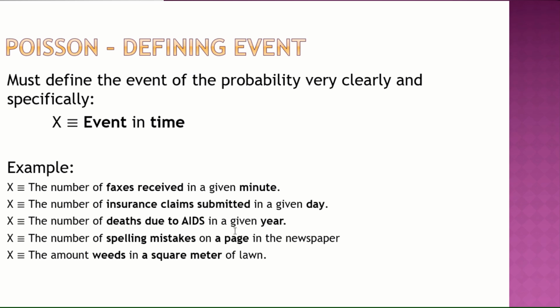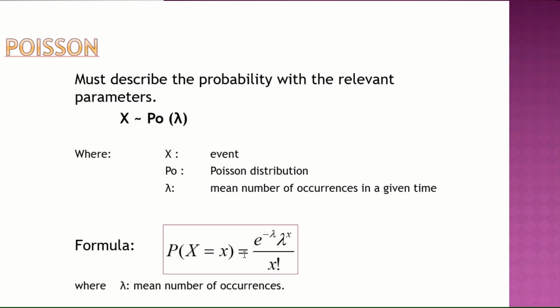Number of deaths due to AIDS in a given year. Number of spelling mistakes on a page in the newspaper. There is always a frame. That is what you call the lambda. The amount of weeds in a square meter of lawn. So it is always in a certain frame of time or a certain frame of something.